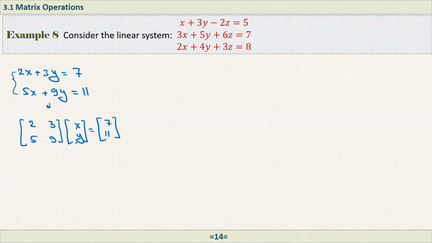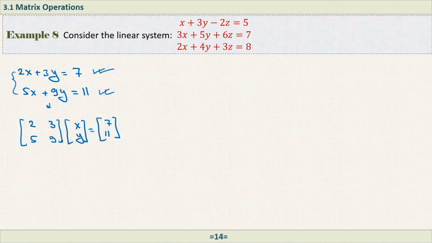Since two matrices are equal if they have the same size and their corresponding entries are equal. So here that means that 2x plus 3y should be equal to 7, which is the first row of this equation. Now, if you multiply this x, y by the second row, 5 times x plus 9 times y, that is 5x plus 9y. That's equal to 11. That gives us the second row.